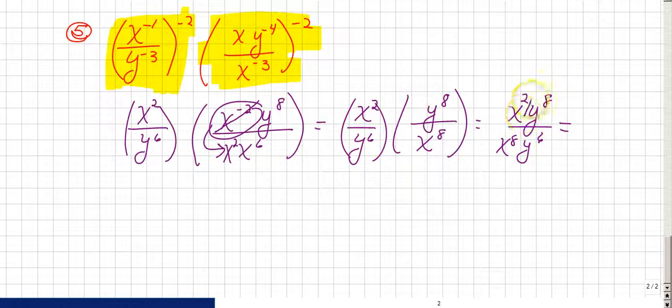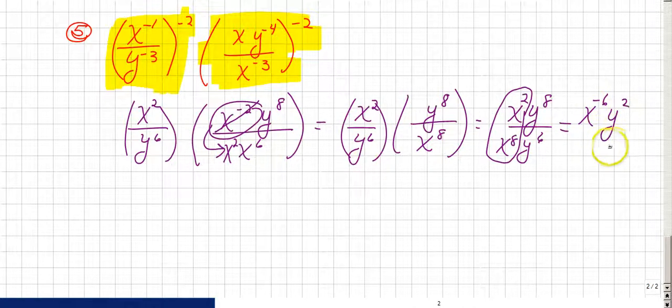Cancel. Now notice here on the x's, x to the 2nd, x to the 8th, if you subtract those powers, the top power minus the bottom power, you end up with x to the negative 6th. And the y's become y to the positive 2. Now, the x to the negative 6, using the single negative exponent property, flips to the bottom and becomes y to the 2nd over x to the 6th.